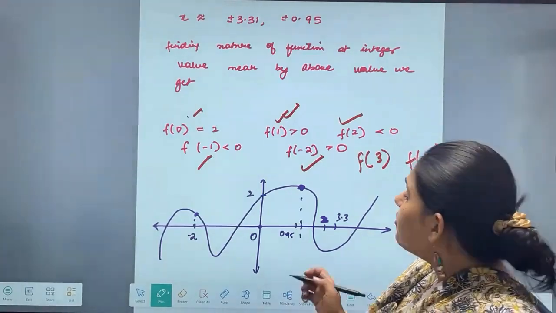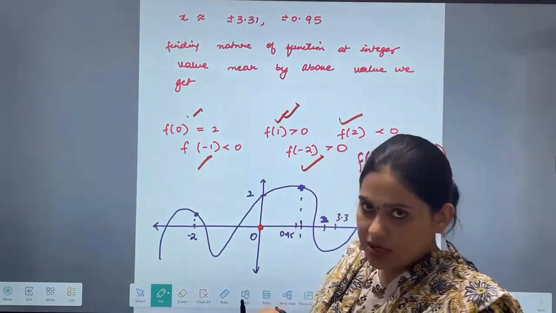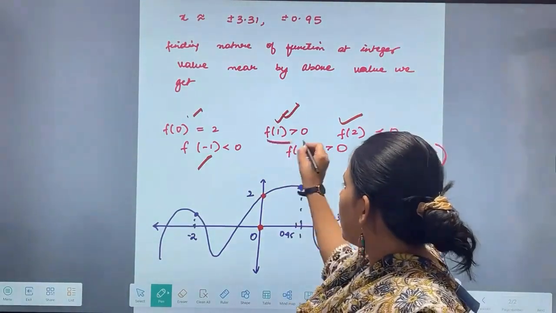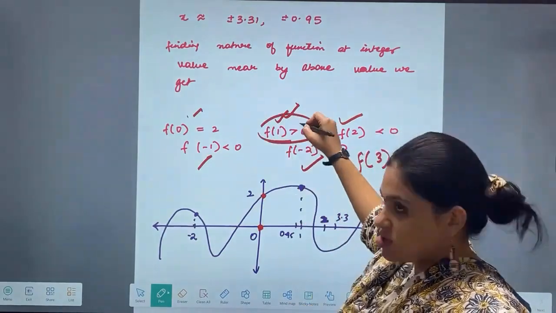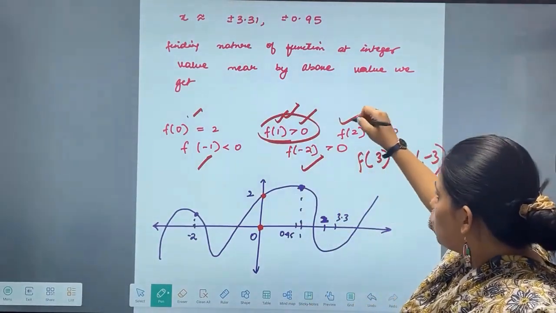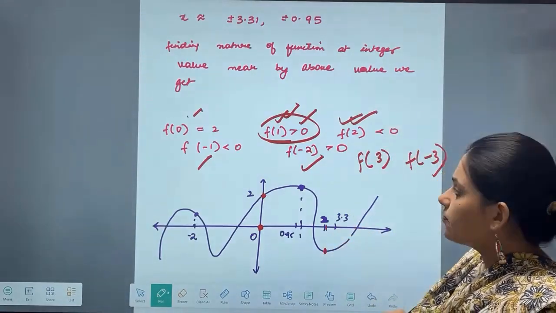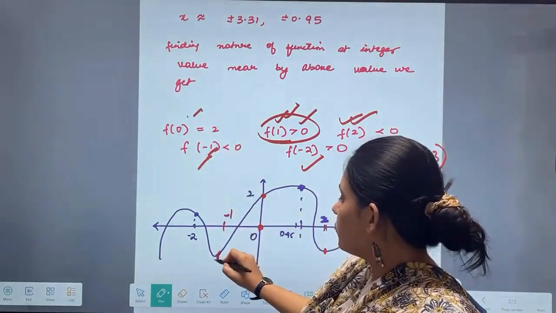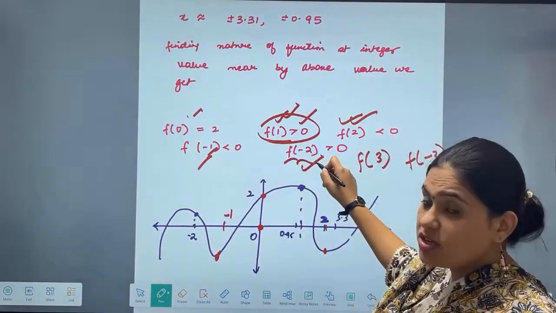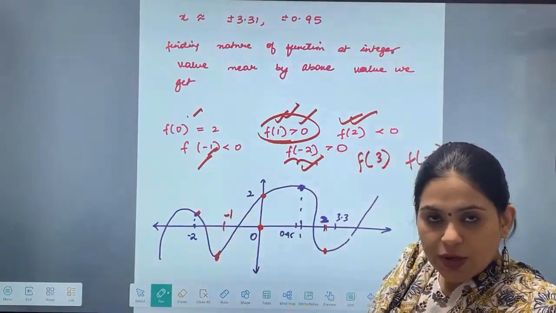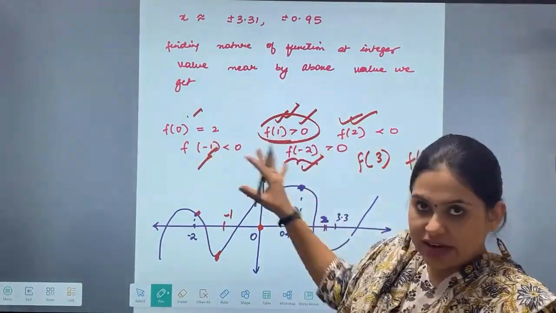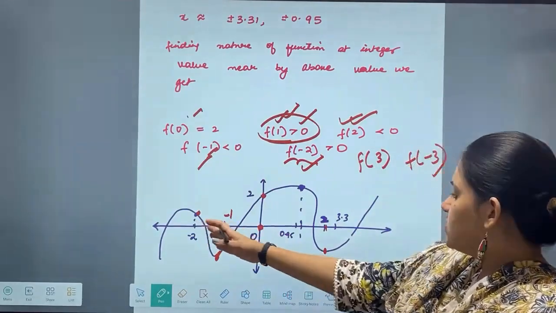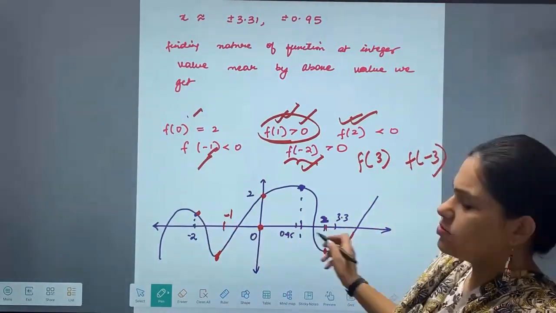So what did I find? I find that when I took my x as 0, my function's value was 2. When I took x as 1, my function value was positive. When I took x as 2, my function's value was negative. When I took x as minus 1, my function's value was negative. When I took x as minus 2, my function's value was positive. So based on whether it is positive or negative, I was able to get the curve of the function. And based on that, what do I see? That my function looks somewhere like this.